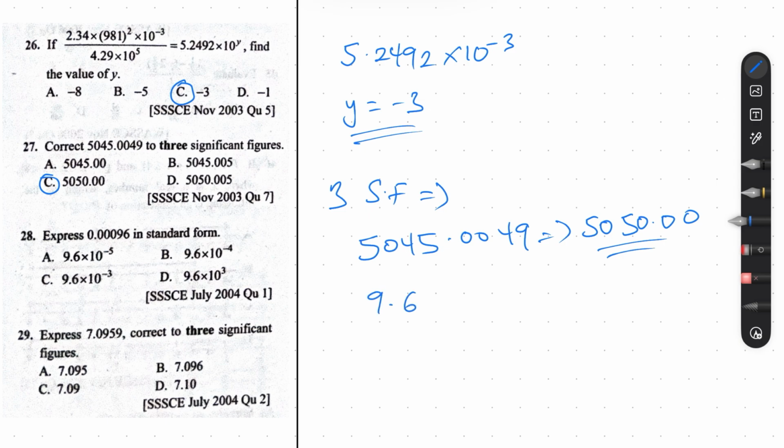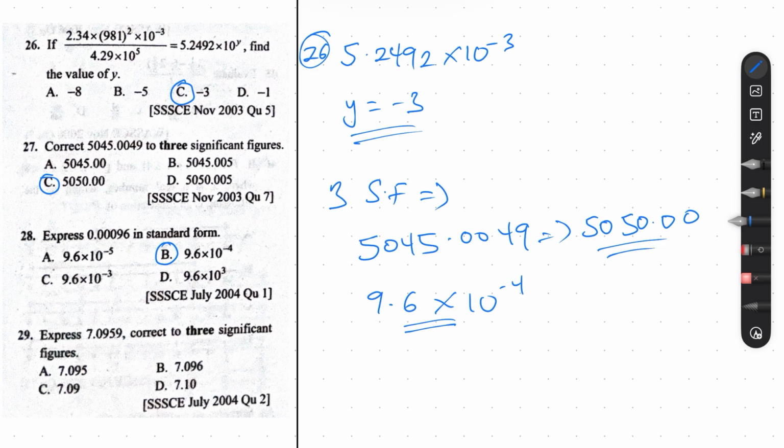So we have 9.6 times 10. How many times did you move the decimal point? 1, 2, 3, 4. So 9.6 times 10 to the power -4. This is our answer. Do we have 9.6 times 10 to the power negative 4? Yes, we have it right here. So let's circle B. That's our answer.